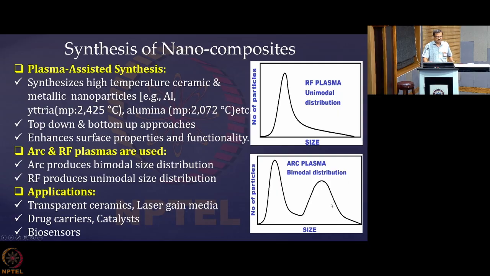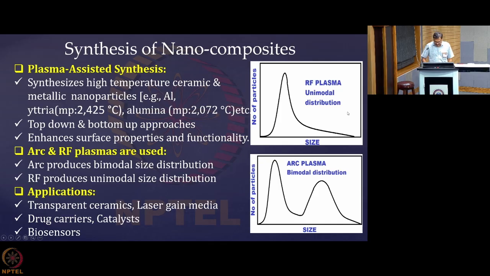This is expected because most of the particles are moving along the axis and their dwell time is more, so they are growing bigger and they are more in number. So the area under this curve gives you the total number of particles.